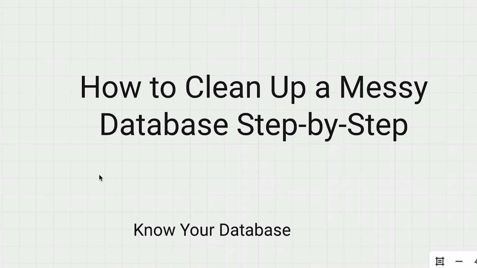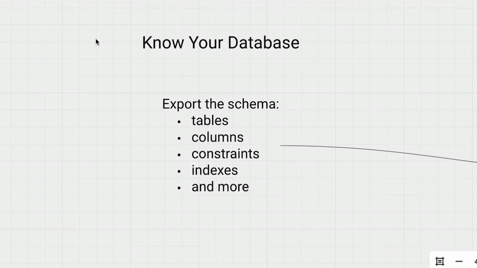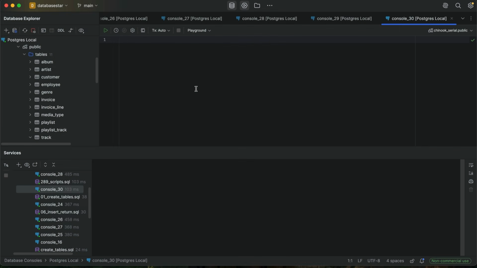Before you change anything, you need to document your current database. Start by exporting the schema, which includes the tables, columns, constraints, indexes, and everything that defines the structure. You can do this manually or use your database's metadata tables. Many SQL editors allow you to export the database objects into SQL files as create statements, so you can open the files to see what they are.